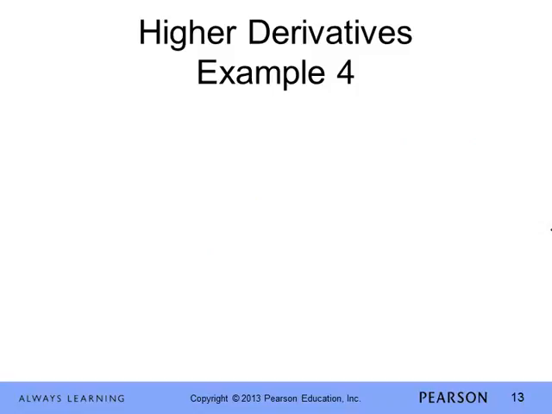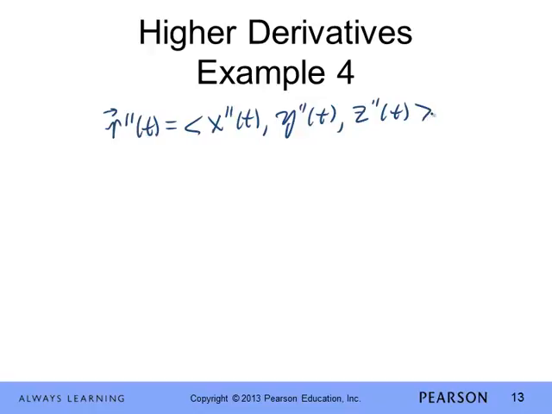Higher order derivatives. Look, the second derivative, third derivative, fourth derivative, you just take those same order of derivatives for each of the components. So no mysteries when it comes to calculating higher order derivatives. If you want to take r double prime of t, for example, then that's just going to be x double prime of t, comma, y double prime of t, comma, z double prime of t.